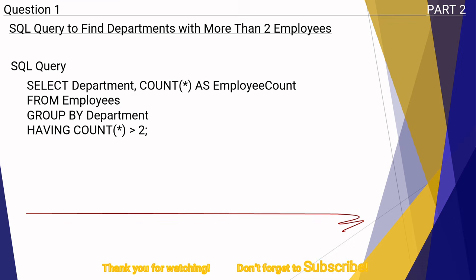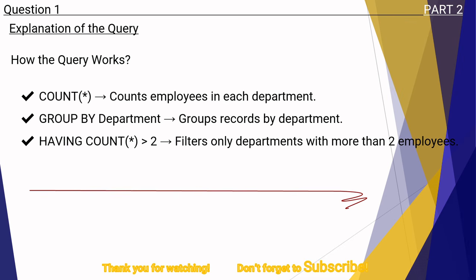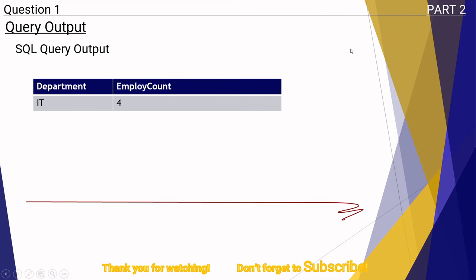This SQL query helps us find departments with more than 2 employees. Let us break it down step by step. First, we use count star to count employees in each department. Then we group the records using group by department. Finally, the having clause filters departments that have less than or equal to 2 employees, keeping only those with more than 2. After running the query, we get this output.